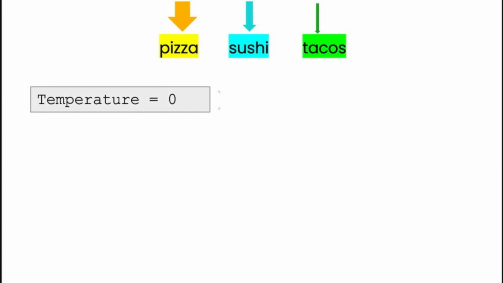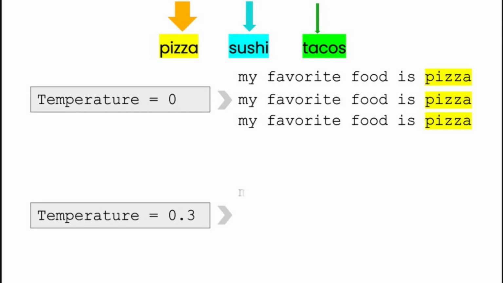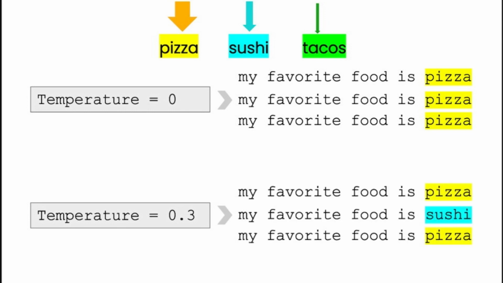At a temperature of 0, the model will always choose the most likely next word, which in this case is pizza. At a higher temperature, it will also choose one of the less likely words, and at an even higher temperature, it might even choose tacos, which only has a 5% chance of being chosen. As the model continues the response, my favorite food is pizza, and continues to generate more words, this response will diverge from the first response, which is my favorite food is tacos. As the model continues, these two responses will become more and more different.